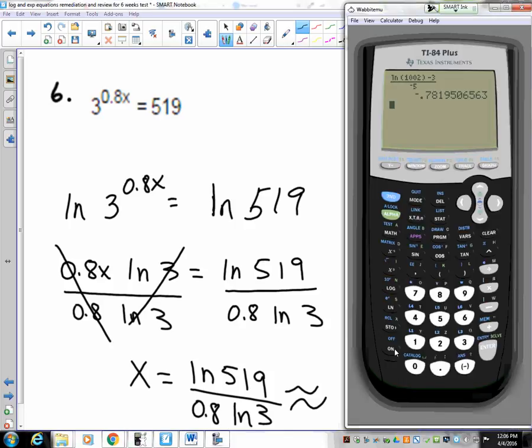Just look. Now, do y'all want to use the fraction command there? Yes. Yeah, much easier to do when you use the fraction template, even though it's not really a fraction, it's division, you can still do it. All right, natural log 519 divided by 0.8 times the natural log of 3. So about 7.11.